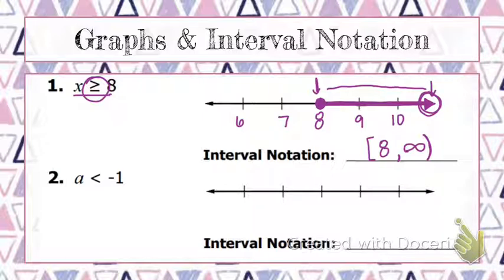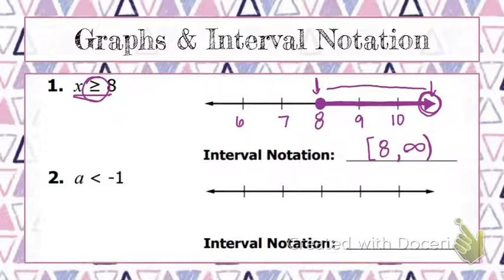And this tells us that the answer, the value of x, can be anything from 8, including the number 8, the bracket tells us it includes it, all the way to infinity. Okay, so let's look at the next one.